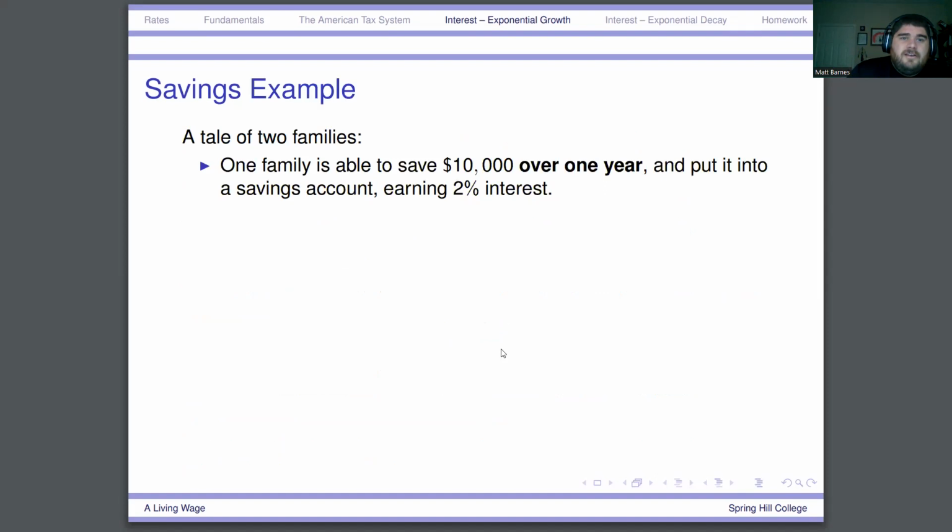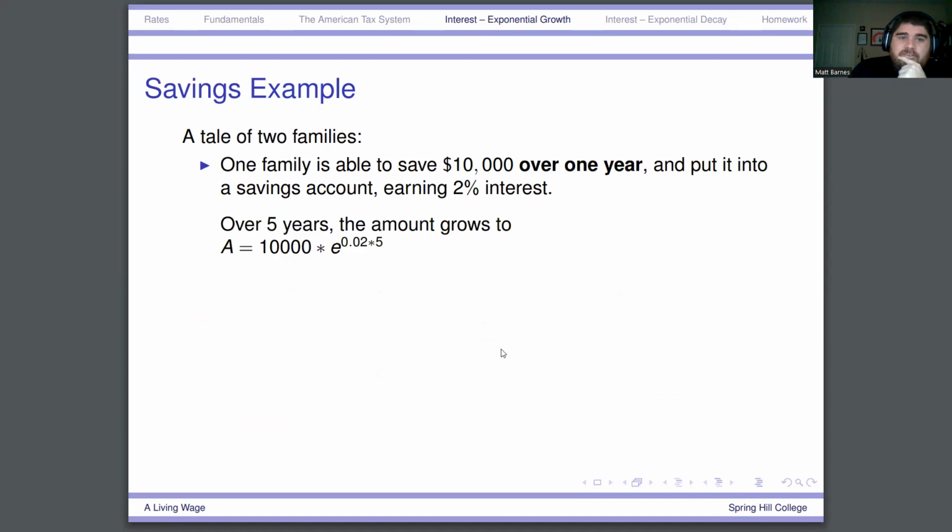So when we look at an example of this savings, let's say we have a family that's able to save 10,000 over 1 year, put into a savings account earning 2% interest. We would take all that information and plug it in. And so over 5 years, we would get the following. We have our principal here. That's how much we start with, so that number goes here.